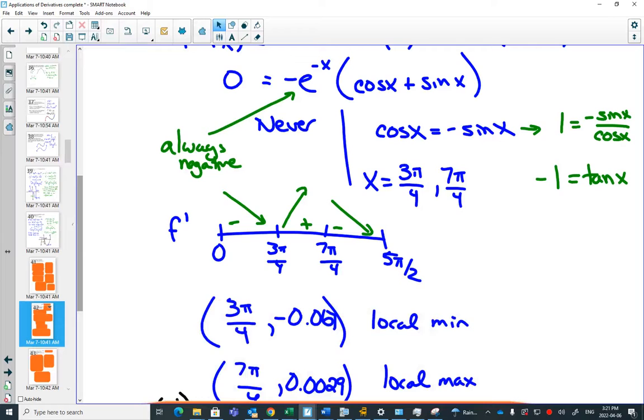Finding the coordinates of those points, well, I hope that you'd realize that e to the negative 3 pi over 4 is not something you could easily do with mental math. We actually get some very tiny numbers, 0.67 negative and negative 0.29 is 0.0029.